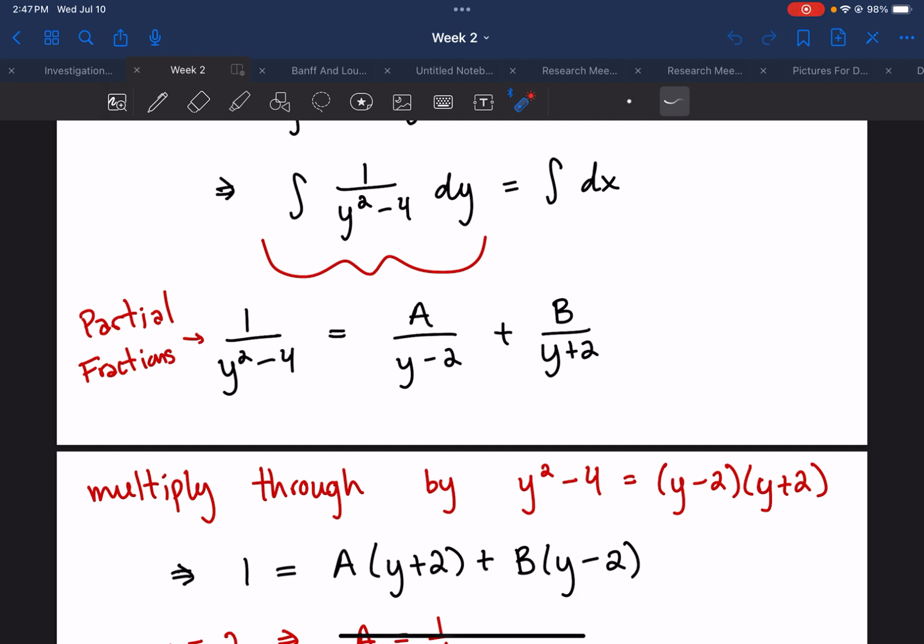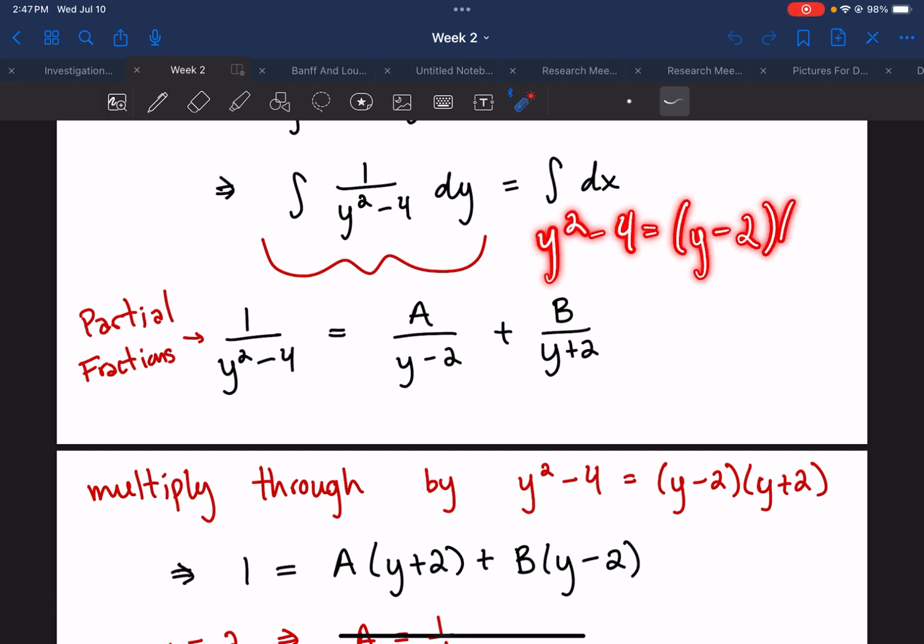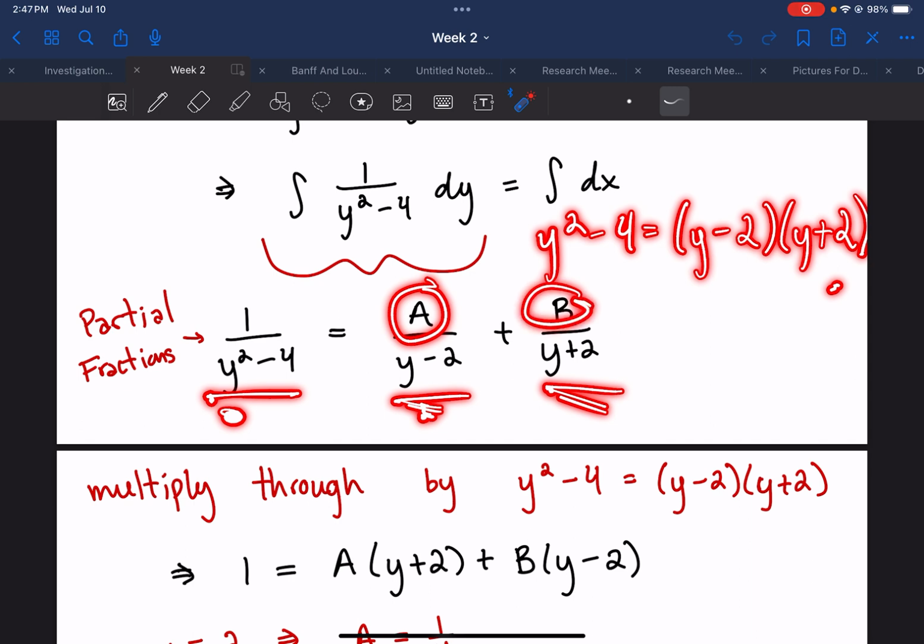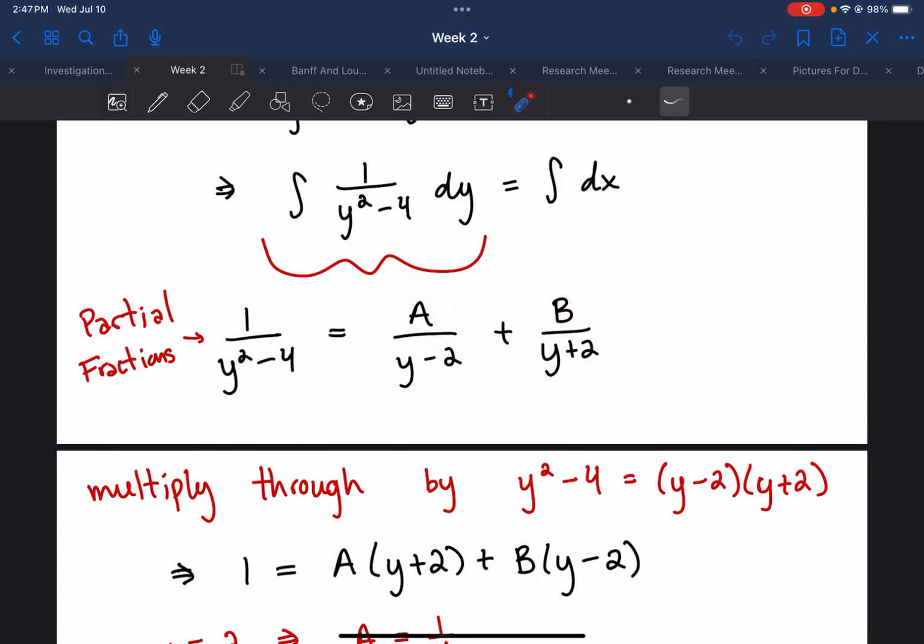How do we do the method of partial fractions? Well, you look at y squared minus 4, and you factor it into y minus 2 times y plus 2. And our goal is to split this fraction into an addition of these two fractions. You factor the denominator, and you put the factors in the denominator as the denominators of the two partial fractions. And since we don't know exactly what A and B are, it's our job to find them.